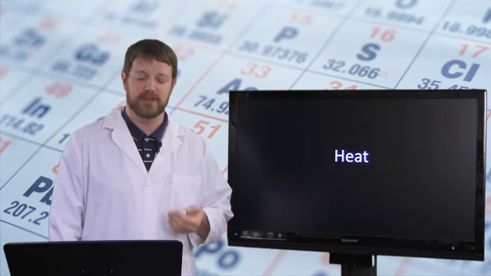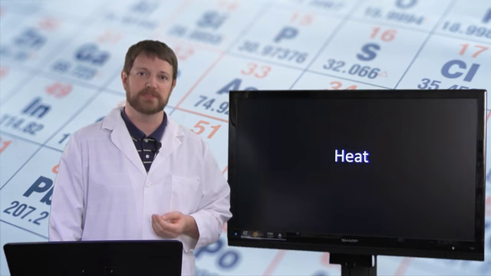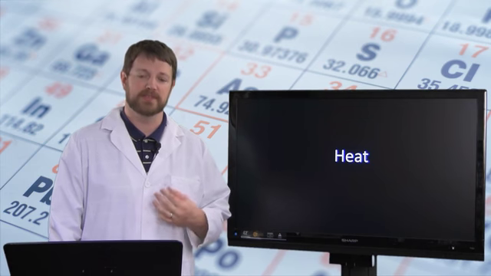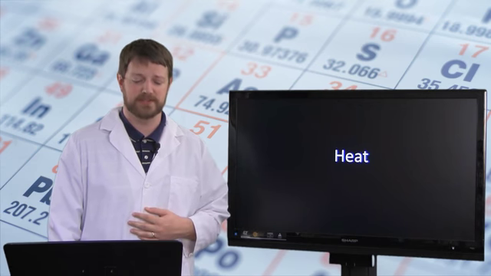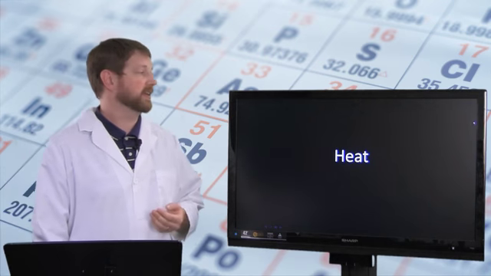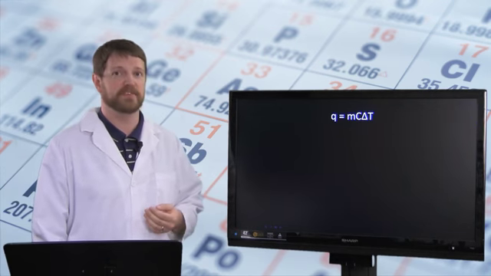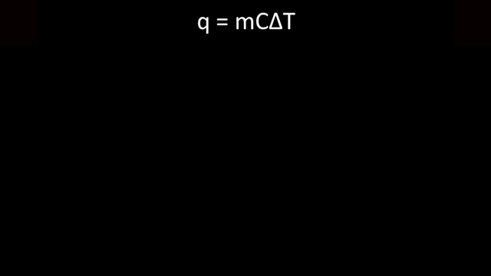The measure of heat or energy is not only central to chemistry, but is also central to all the physical sciences and engineering disciplines. In order to study energy, chemists have come up with this equation: Q equals mc delta T. Now let's look at this equation more in depth.